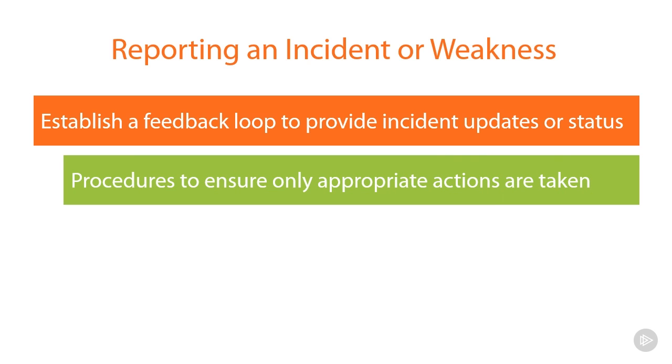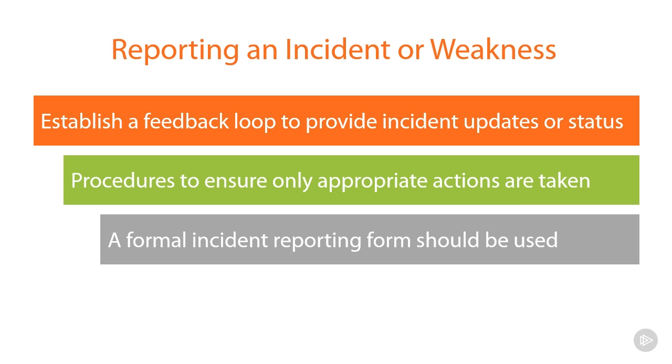A formal set of procedures are needed to ensure that only appropriate actions are taken. A formal information security incident reporting form should be used to consistently gather all important information pertaining to the incident. Otherwise, the type of information and the quality of that information may be suspect. But if a formal form is used, there's a better chance that you'll get consistent information and the right type of information in order to fight and deal with the incident when it occurs.